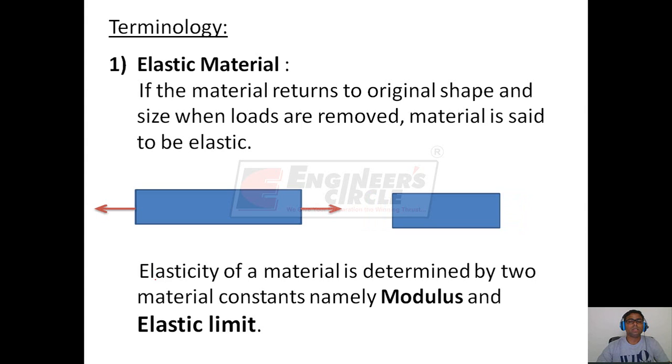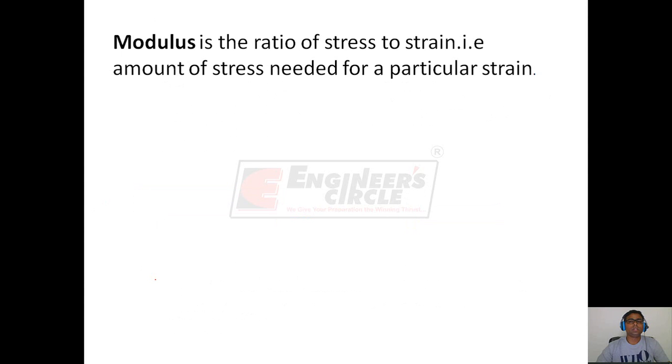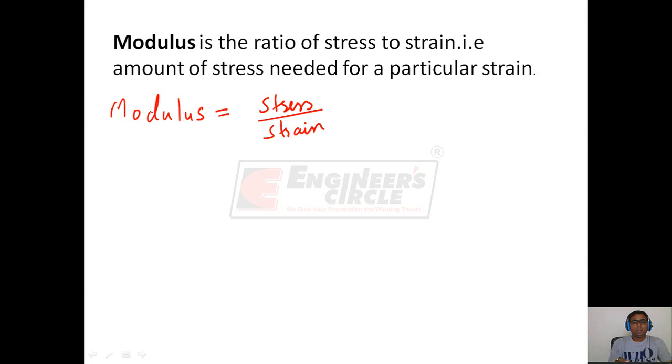Elasticity of a material is determined by two material constants, namely modulus and elastic limit. So let us first understand modulus. Modulus is the ratio of stress to strain. That is, it is the amount of stress needed for a particular strain. We define modulus as the ratio of stress to strain. We can understand it as the stress needed for a particular strain.